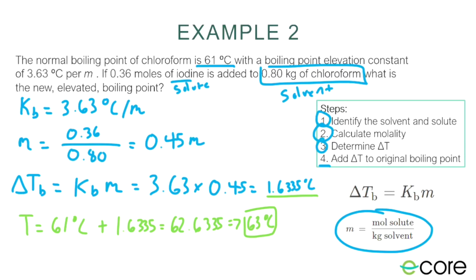Remember, it didn't matter that it was iodine. It could have been any old solute. And that's the point. That's a colligative property, when it doesn't depend on the identity of the solute, but just the concentration.